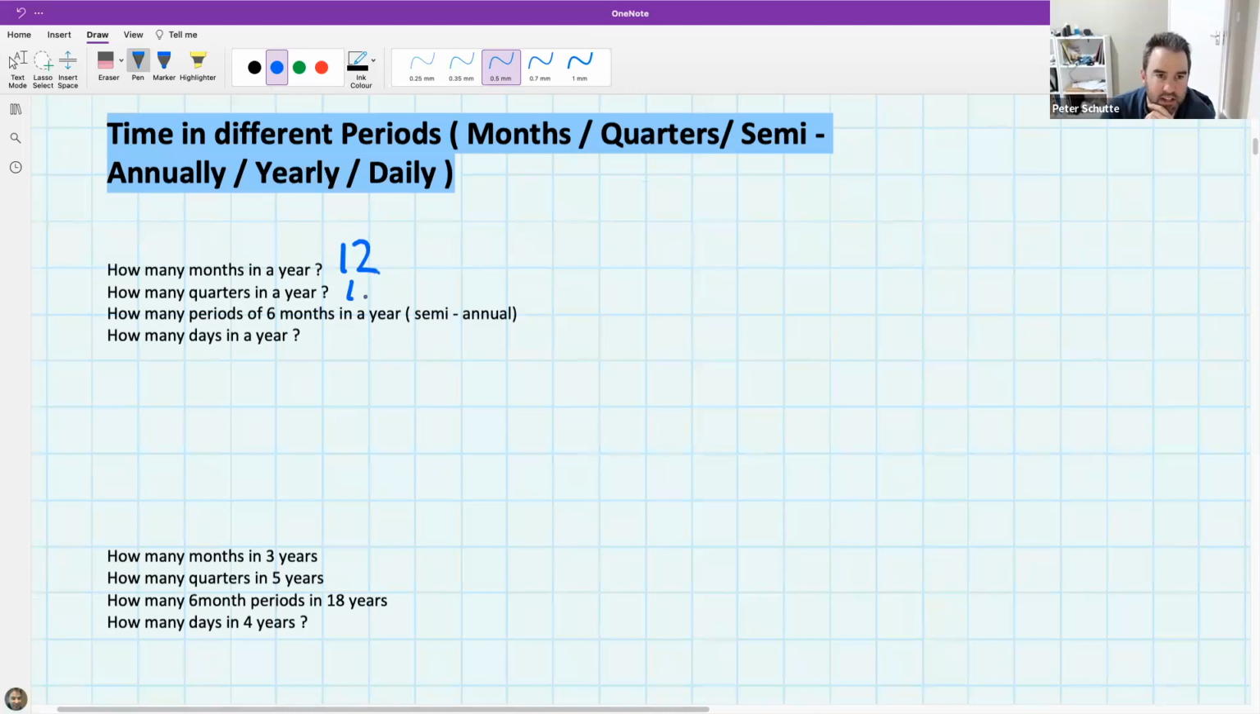How many quarters in a year? There are 4. How many periods of 6 months in a year, or semi-annuals in a year? There would be 2. And how many days in a year? There would be 365. So if we're chopping interest rates up into smaller pieces, these are the numbers that we would need to divide by. The only other one that I haven't put here is weeks. And how many weeks? Well, they would normally tell you, but I'm pretty sure there's 52 weeks in a year. And so if they were saying an interest rate per week, you would divide by that.